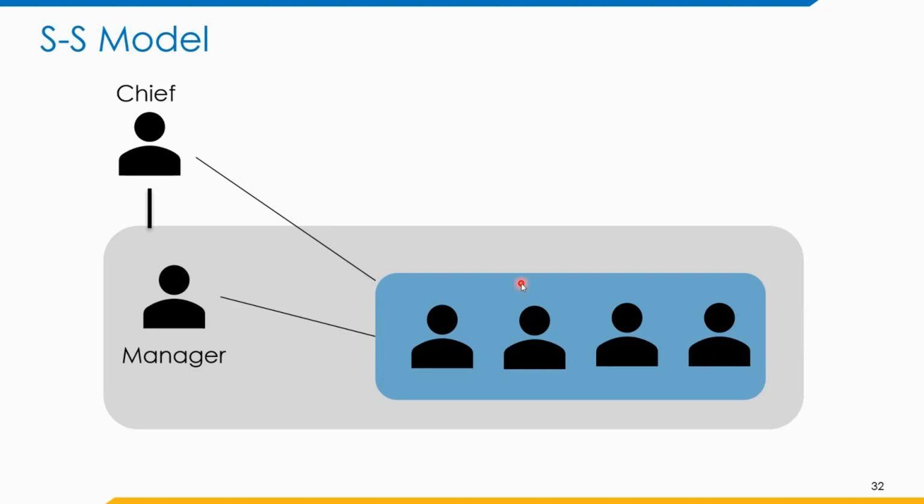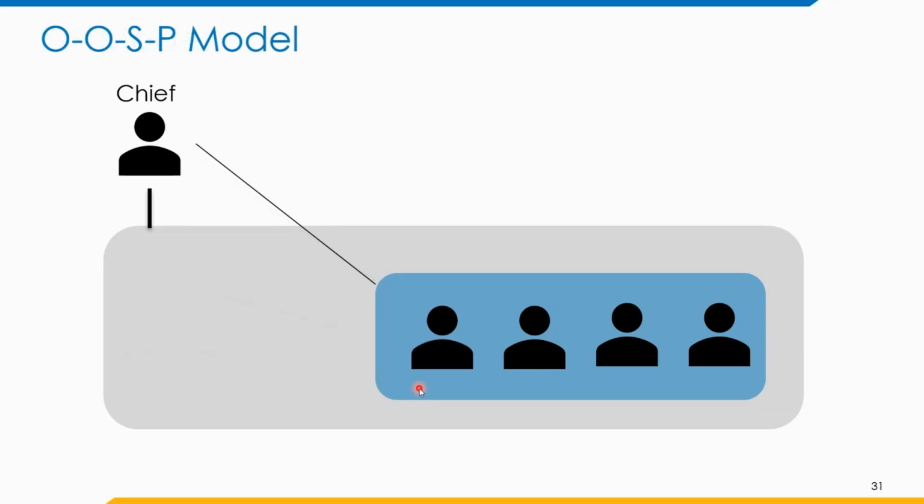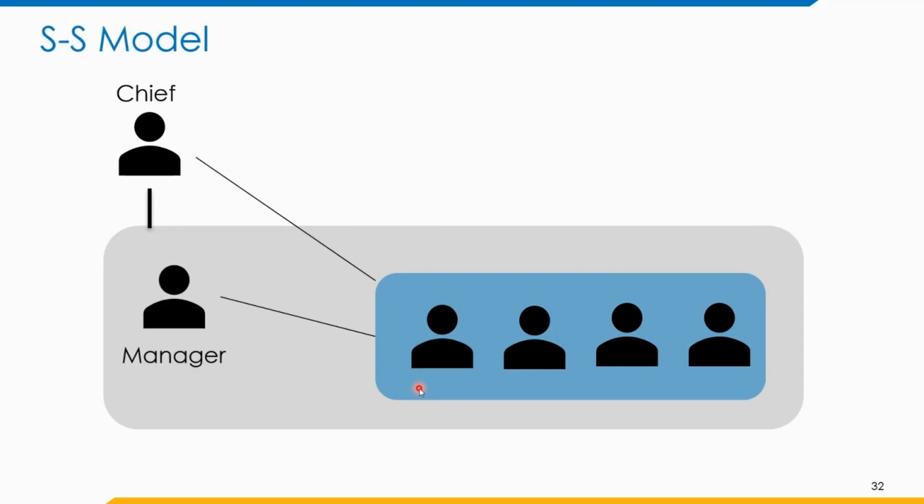Coming to the SS model, in a group of employees we will have managers as well. For example, the first user is a manager for all other three users. So he will have visibility over only his reporting employees, and the chief of the organization will have the entire visibility of the employees under his organization. So we can choose either the OOSP model or the SS model that is being followed in the SAP HR system. Generally, the implementation will follow the SS model only, where the managers can also have visibility over their reportees.